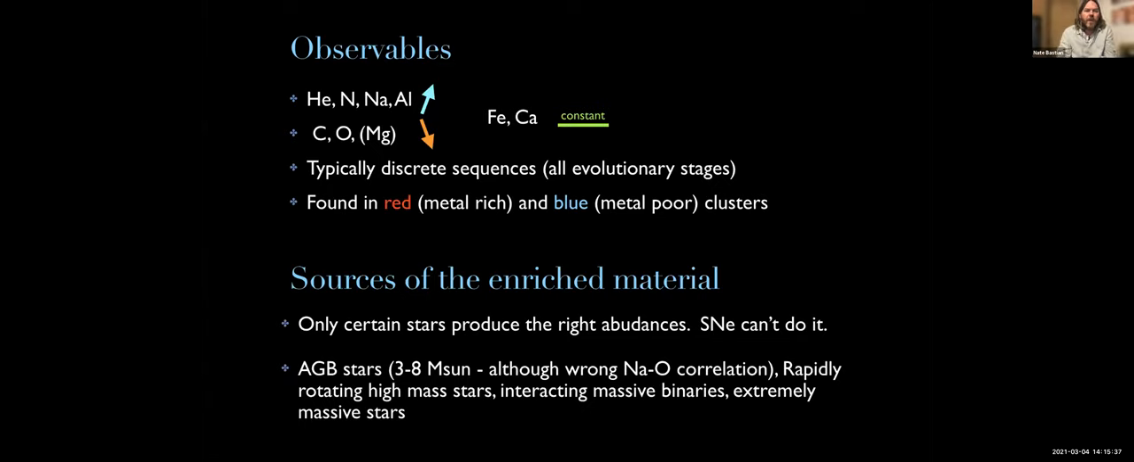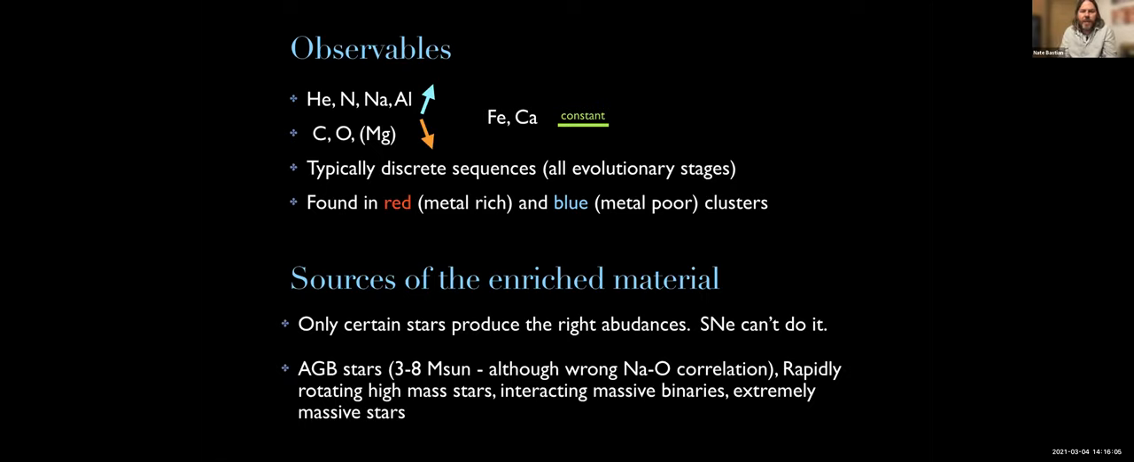We'll hear in the next talk that there's a handful of globular clusters that may show iron spreads, but that tends to be a little bit controversial, but for the vast majority of them the heavy elements remain constant. What we see is that they're typically discrete sequences on the main sequence or red giant branch, or even in chemical space if the data quality is high enough, at all evolutionary stages from the lowest mass stars that we can observe all the way to post main sequence and even the horizontal branch.